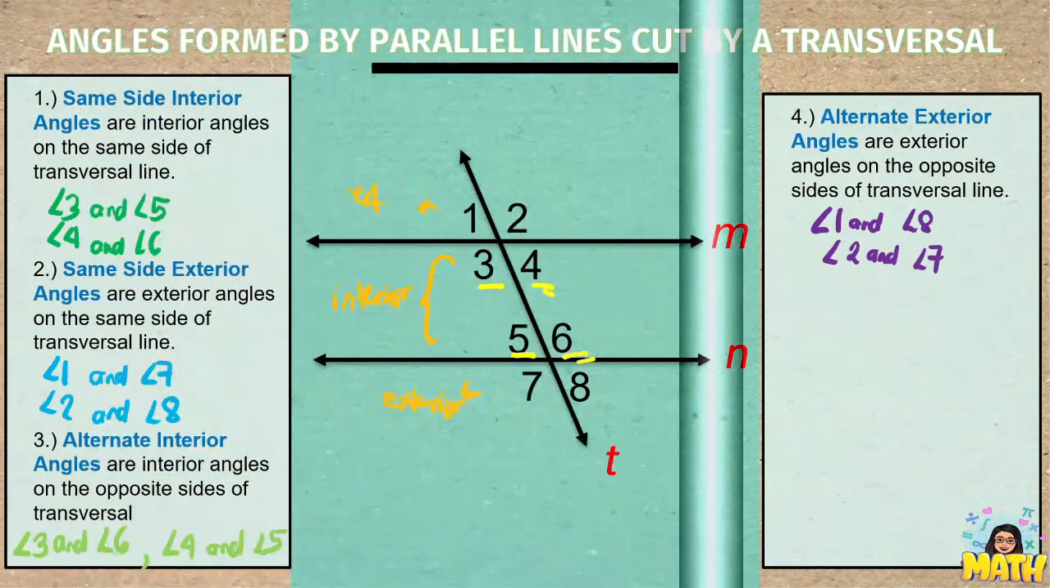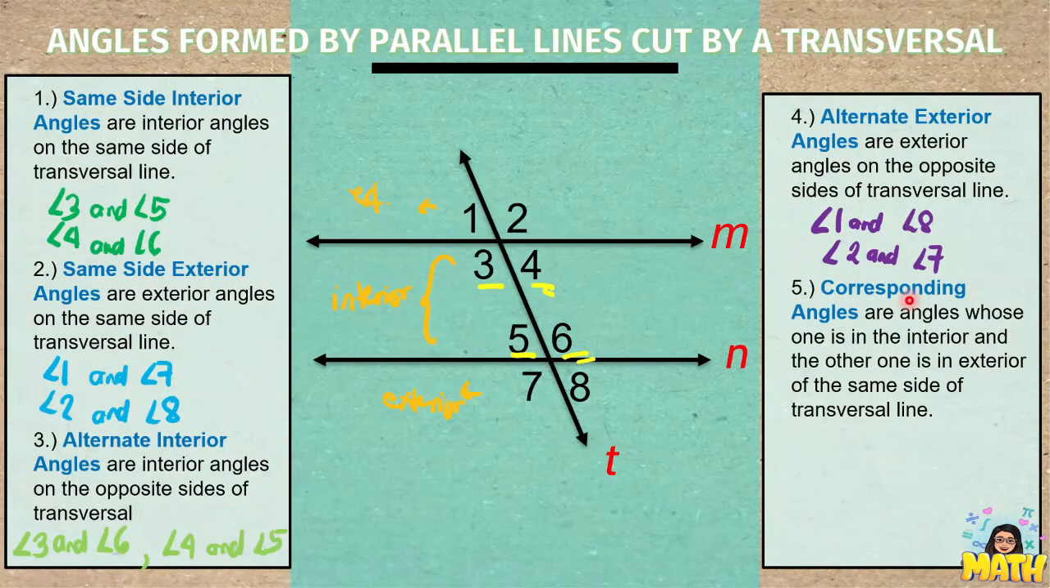The last one is what we call corresponding angles. These are angles whose one is in the interior and the other one is in the exterior of the same side of the transversal line. Ito ay halos pareho lamang ang kanilang posisyon. One must be in the interior, the other should be in the exterior. If we have angle 1, ang halos kapareho niyang position sa interior part is angle 5. Another pair, isa sa exterior at isa sa interior. So we can have angle 2 and angle 6.